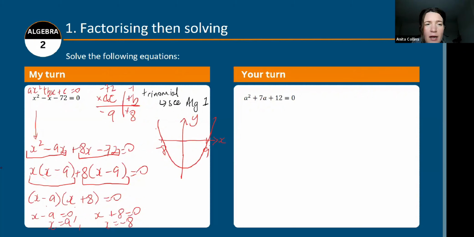How could I check my answers? Well, I could sub 9 back in for x, and it should equal 0. 9 squared minus 9 minus 72 will equal 0. And then sub -8 in, so -8 in a bracket squared, take away -8, careful, minus 72 should also give 0. So you can sub back in to check.